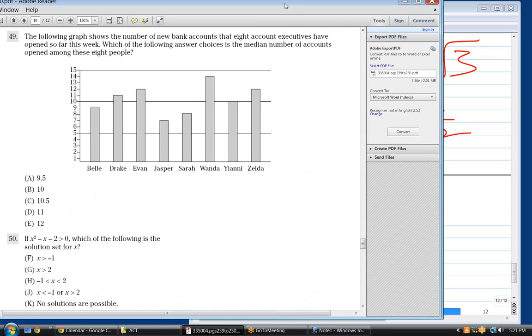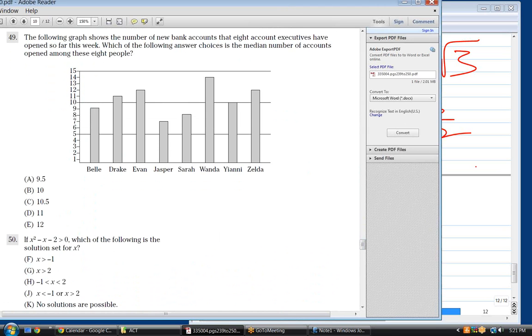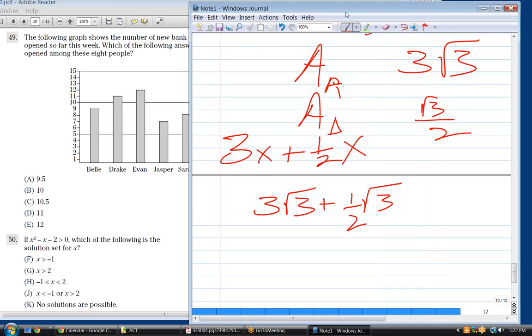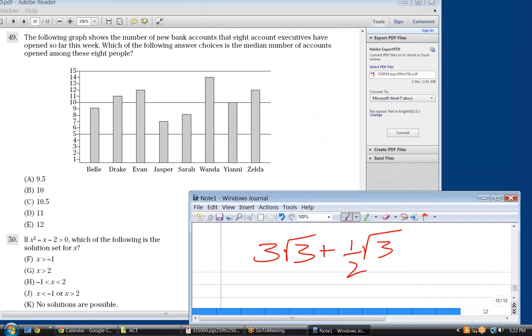Okay, so we're on 49. The following graph shows the number of new bank accounts that 8 account executives have opened so far this week. Which of the following answers is the median accounts among these people? So median is just the middle kind of thing. Which means we have to place them in order, which means we have to read each of them.